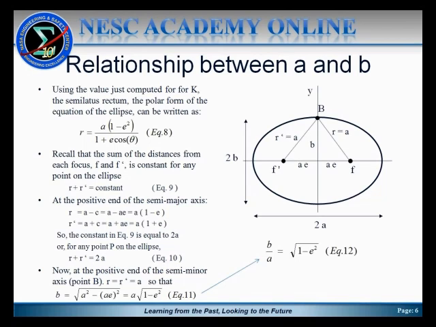So then, knowing that, you can solve for b, as shown in the bottom equation on this slide. b is the square root of a squared minus the quantity ae squared. Or simplifying, b is equal to a times the square root of 1 minus e squared. And the form you may commonly see it is shown over on the right just below the figure, and that's the ratio of b to a, or the semi-minor axis length to the semi-major axis length of an ellipse, is the square root of 1 minus e squared, shown as equation 12.